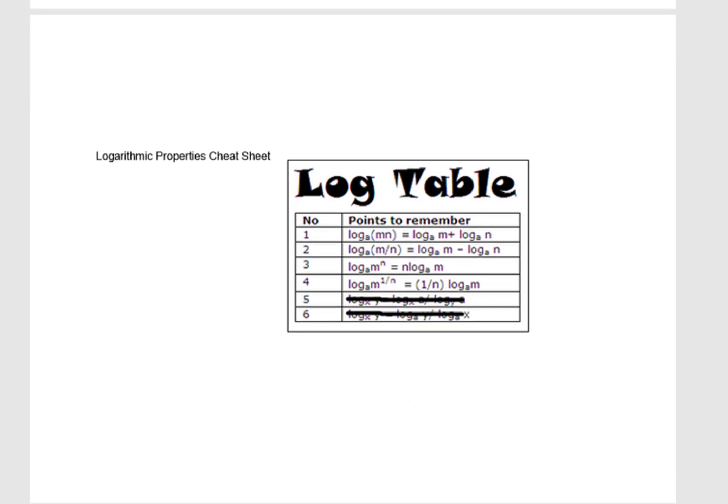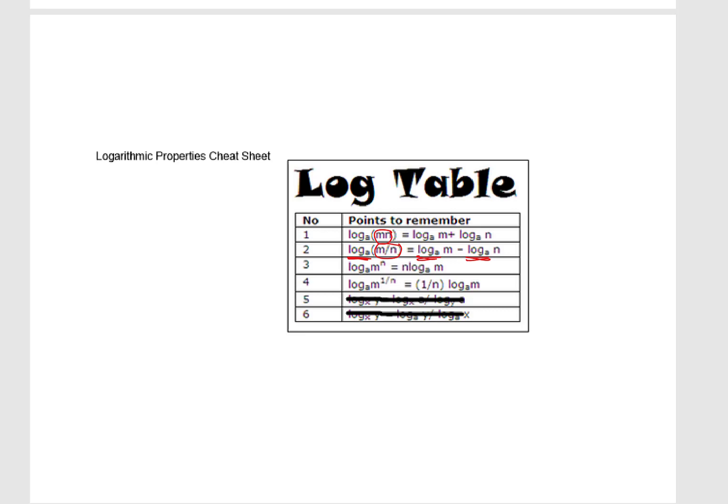So this is kind of like your log properties cheat sheet. It just sums it up. Remember that we had the product rule. We said when we're multiplying two values inside of a log, it's the same as taking the log of each number and adding it, so the sum of those logs. If I have division going on inside of my log, it's the same as subtracting those two values, but you have to make sure you carry over that log in front of each of them.